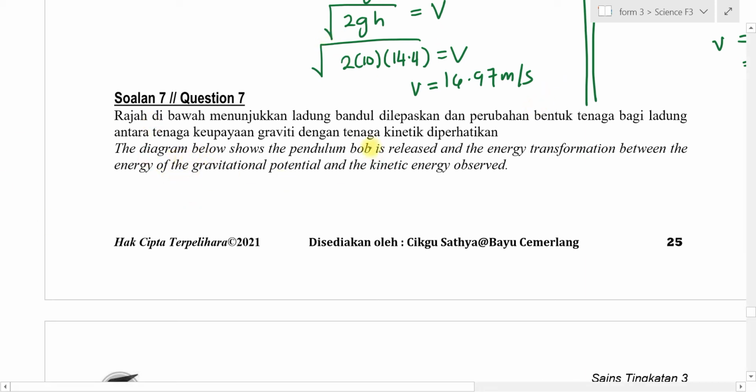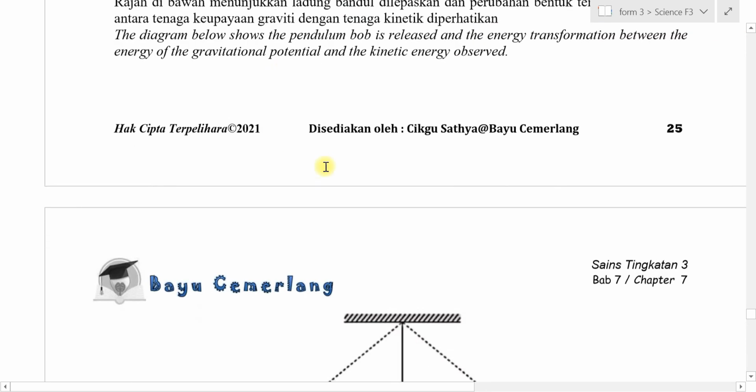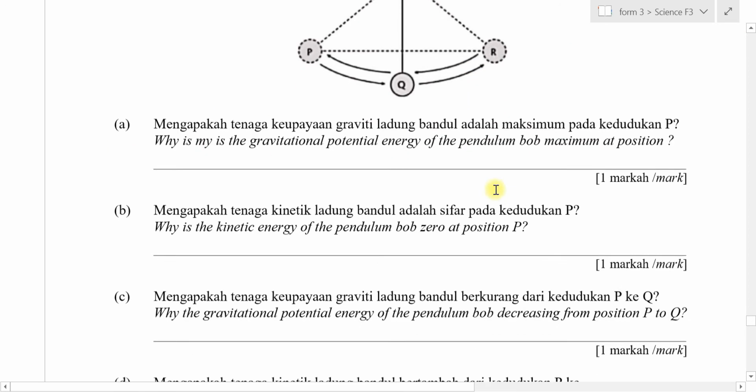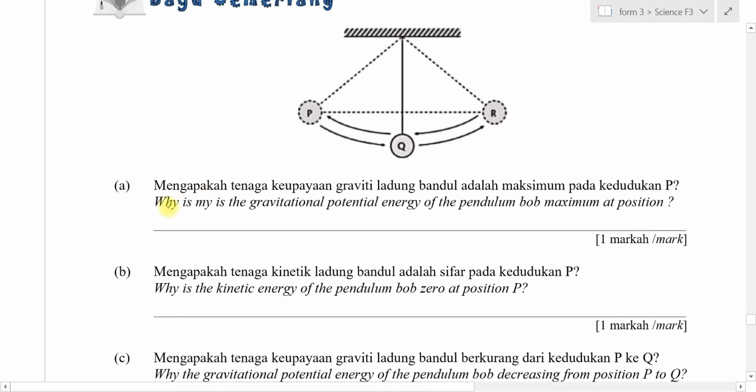The diagram below shows a pendulum bob is released and the energy transformation between the gravitational potential and kinetic energy. Okay. Soalan ni kita tengok. Why is the gravitational potential energy of the pendulum bob maximum at position P? At position P, why is it maximum? Because the height is maximum.